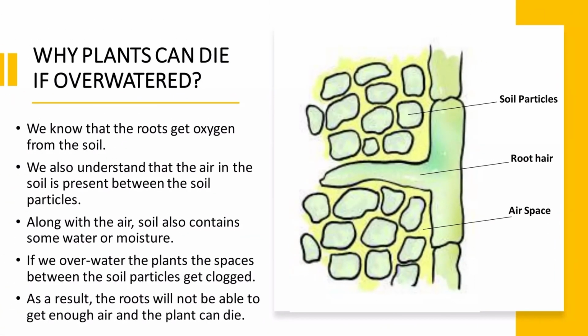Why can plants die if overwatered? We know that the roots get oxygen from the soil. We also understand that the air in the soil is present between the soil particles. Along with the air, soil also contains some water or moisture. If we overwater the plants, the spaces between the soil particles get clogged. As a result, the roots will not be able to get enough air and the plant can die.